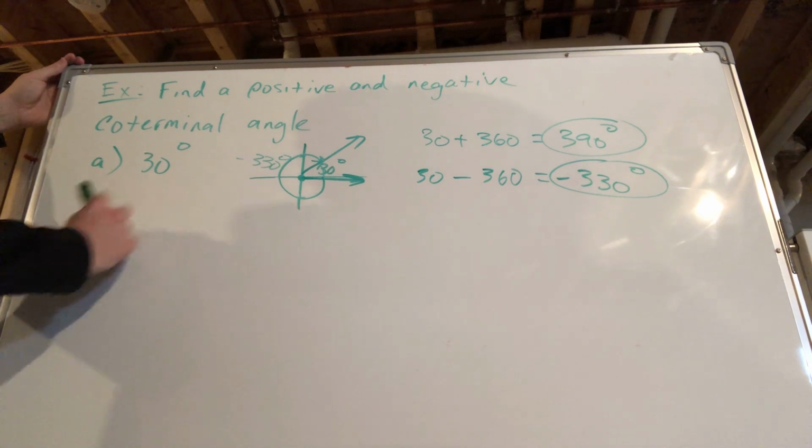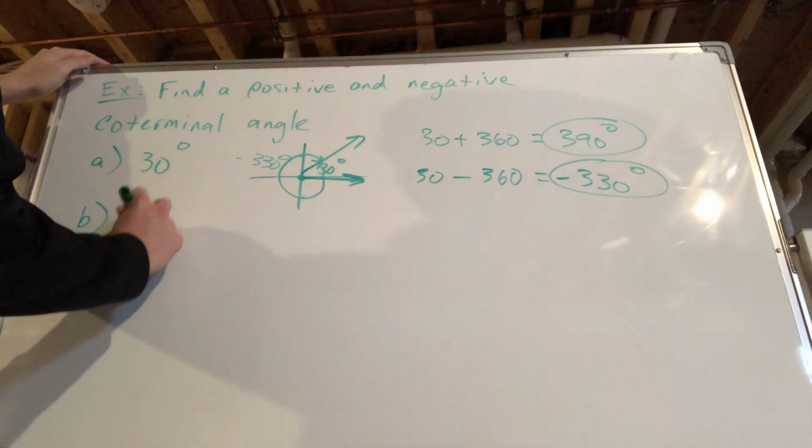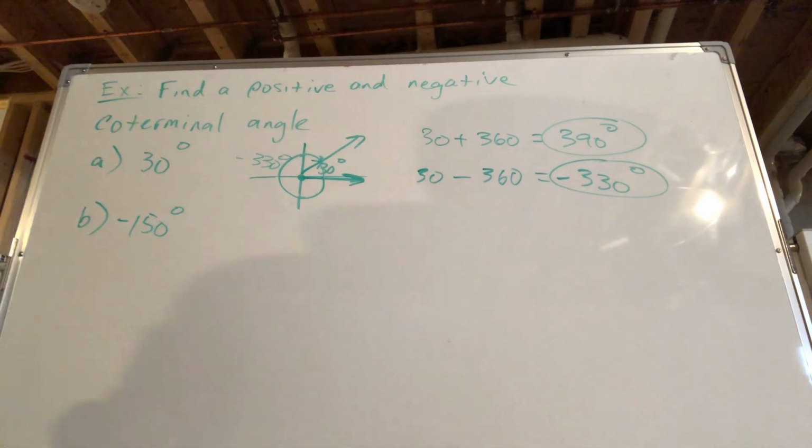Part B. This next one you guys try. It should be pretty simple. What if I give you a negative angle to start with? Go ahead and try to plot that on the coordinate plane and also answer the question. Find a positive and negative coterminal angle. Pause the video. I'm going to go ahead and keep going here.